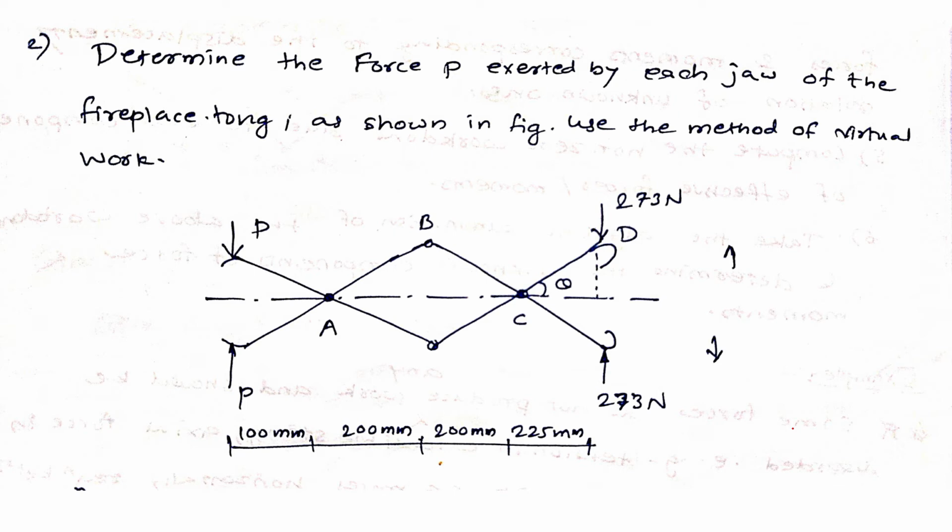So in the next problem in the same context, we have another problem, a tong, right? A fire tong is given, and we have to find out the force P exerted by each of these jaws, when a force of 273 Newton is applied at the other end. And these are the distances given, which will be useful for finding the relationship, right?